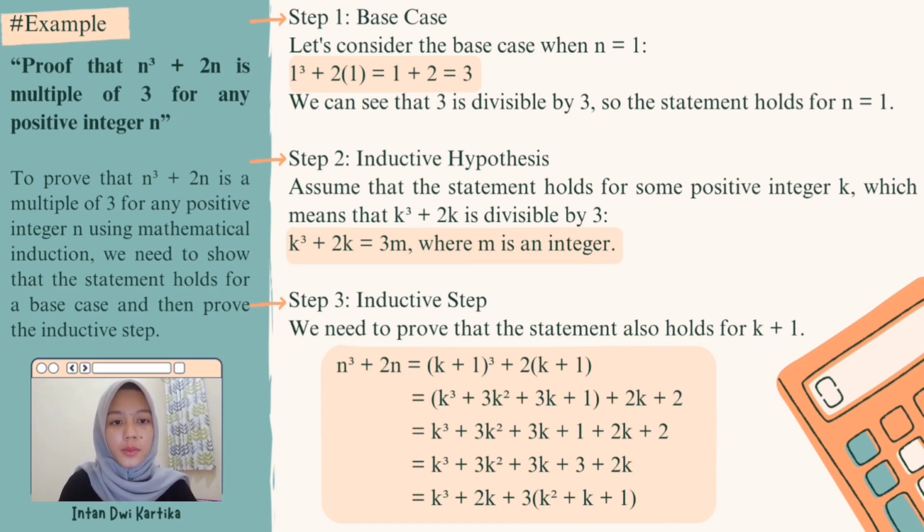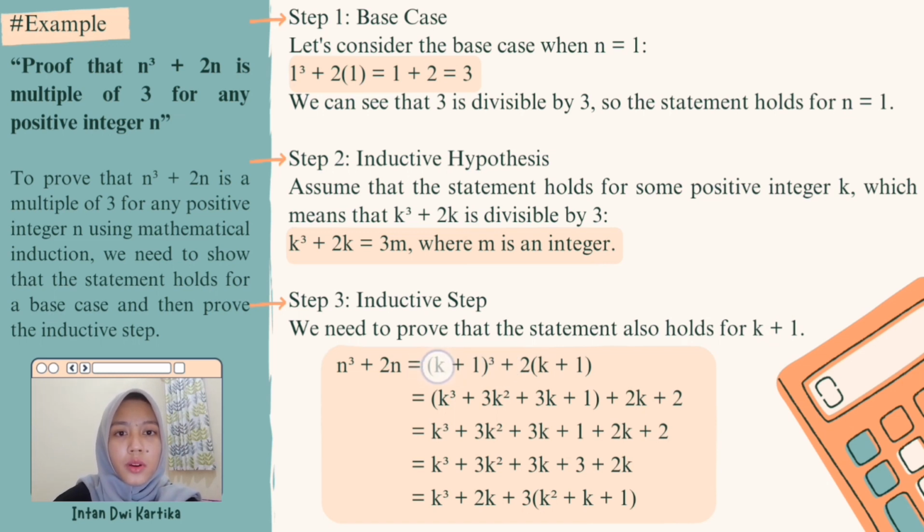Step 2, assume that the statement holds for some positive integer k, which means that k to the power of 3 plus 2k is divisible by 3. Here we can say k to the power of 3 plus 2k equals 3m, where m is an integer. And then, step 3, we need to prove that the statement also holds for k plus 1. Yeah, n to the power of 3 plus 2n equals (k plus 1) to the power of 3 plus 2 times (k plus 1).